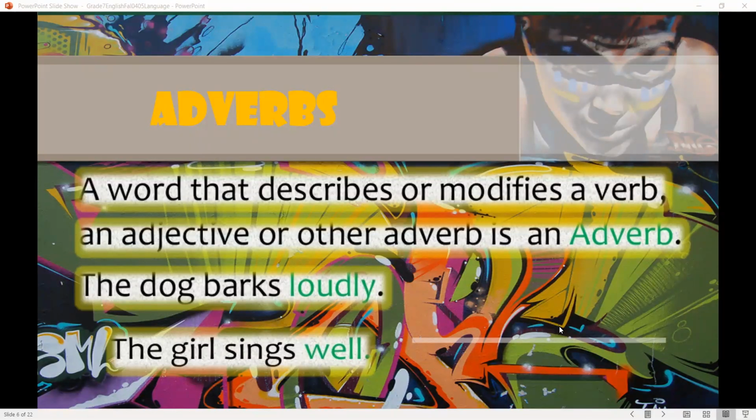Let me give you another one. If I say Jane sang, right? What did Jane do? Jane sang. But what if you want to know how good a singer Jane is? That's when you add an adverb. For example, if I said Jane sang beautifully or Jane sang terribly.